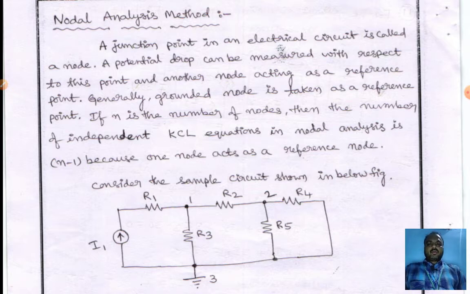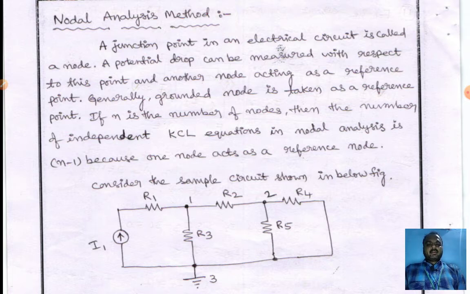Here, how to solve electric circuit problems based on the nodal analysis method. The first step is we need to identify the nodes in a circuit. Then we need to write the KCL equations at each junction, that is each node. Then after solving the KCL equations, we can identify the currents flowing in each resistor. Then we can find out the voltage drop across any element in a circuit.